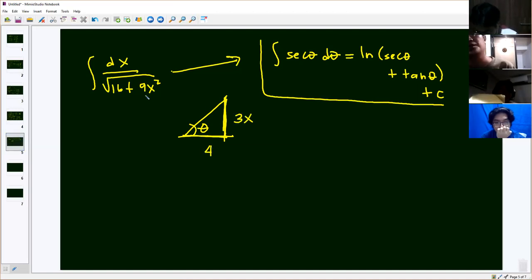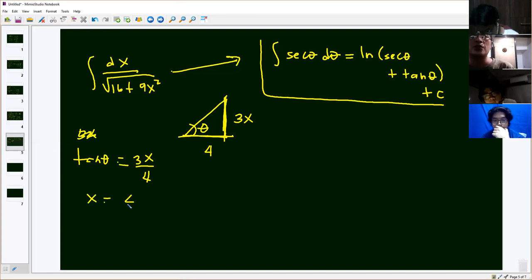Ayan, hindi kasi baka ma-confuse yung x squared, makalimutan yung constant. So, ayan ang guide. Tan theta is 3x over 4. So, tan theta equals 3x over 4. Right? So, mangyari, x is equal to 4/3 tan theta. So, yan ang gagamitin natin.